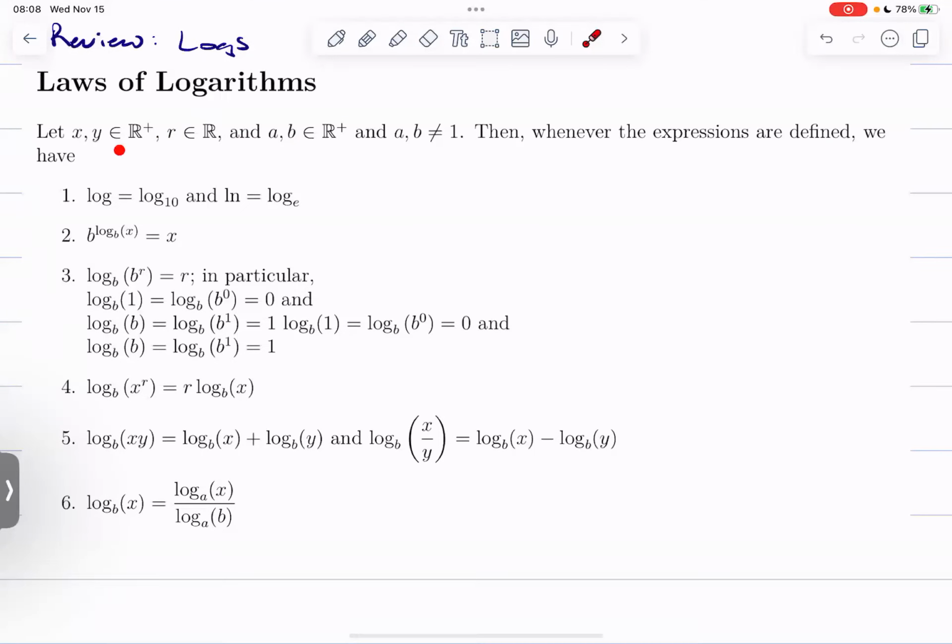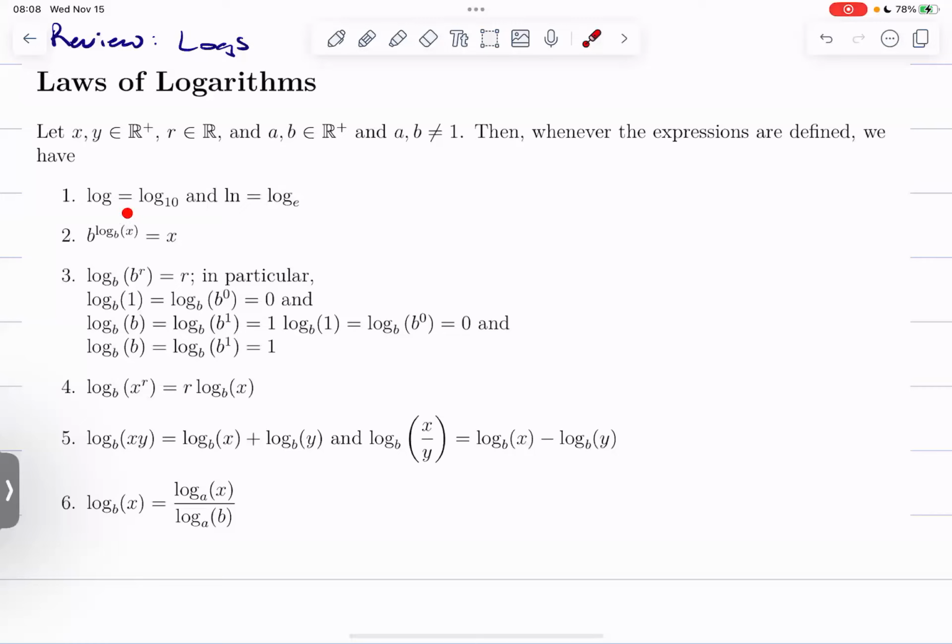X and Y have to be positive real numbers. R has to be any number. A and B have to be positive numbers. So that's all it's saying, positive real numbers. And A and B can't be equal to 1. Now, B is usually the base. And so you can't have a base of 1 is what that's saying.